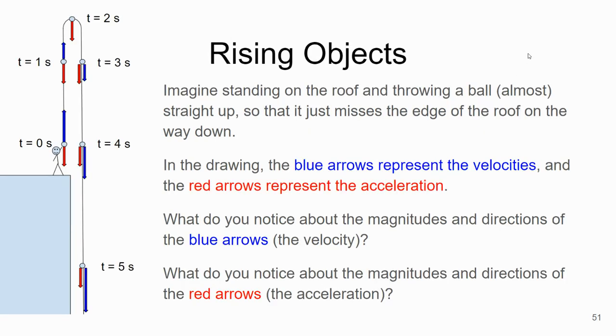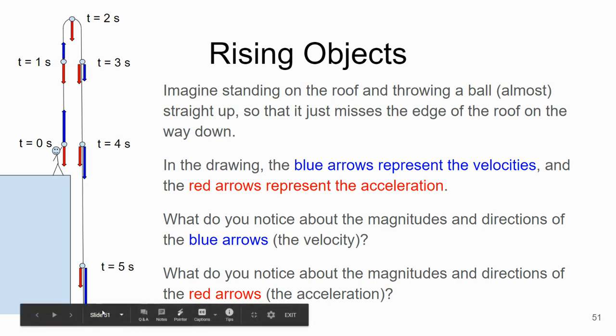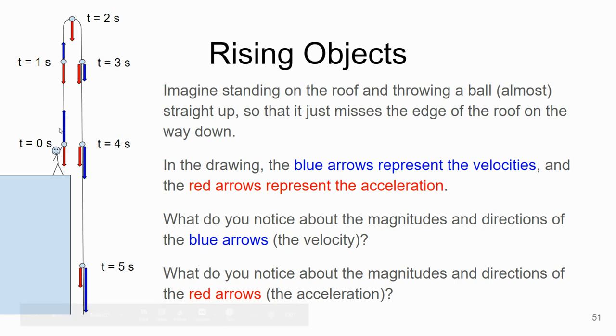So here's a situation. You're standing on top of a roof, and maybe you're leaning over the edge. You're going to throw a ball straight up in the air. It's going to go straight up, and then it's going to come down. And on its way down, it's going to miss the edge of the roof, so it's going to go all the way down to the ground. We're going to look at the ball's position, where it is, its displacement, and also its velocity, represented by the blue arrows, and its acceleration, represented by the red arrows, at all the different points in time.